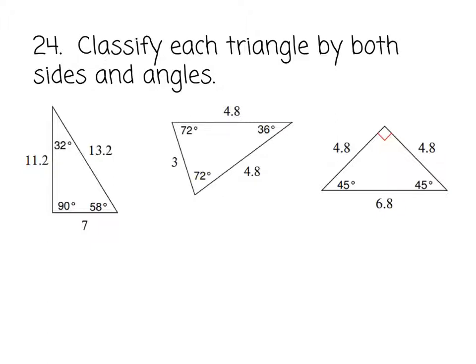Okay, the next one, we have a 90-degree angle, so it means it's going to be a right. And then if we look at the side lengths, we can see they're all different, so it's going to be scalene.